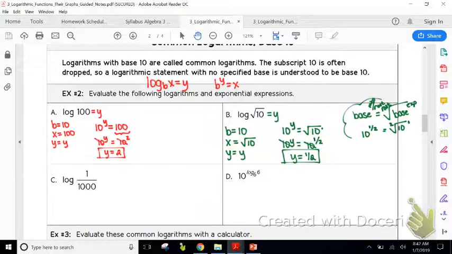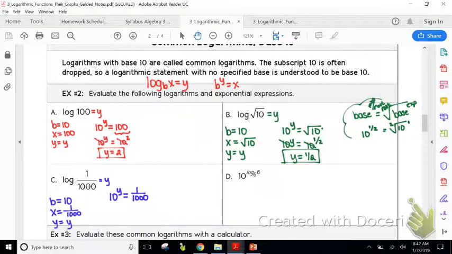What is my, well, first this is in log form, so we're going to set it equal to what variable? Y. So what is my base on C? 10, because it's not written. What is my X? 1 over 1,000. And what is my Y? All right, so I'm going to set it up in exponential form. So B to the Y equals X.